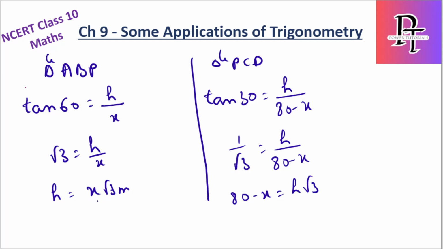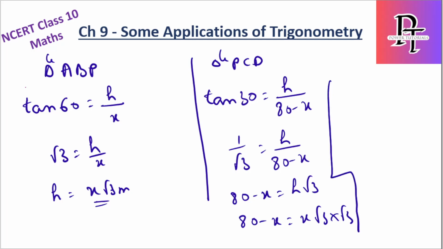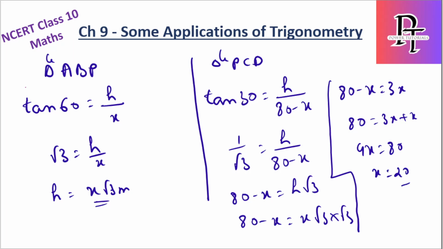What is the h value? h I can write as x root 3. So this becomes 80 minus x is equal to x root 3 into root 3. What is root 3 into root 3? Root 3 into root 3 becomes 3. So this is 3x. So 80, if I move x to the right side, becomes 3x plus x. So I can say that 4x is equal to 80, or x is equal to 20.